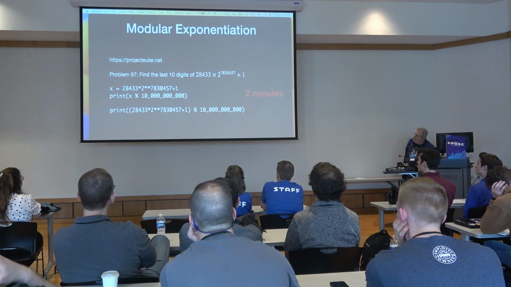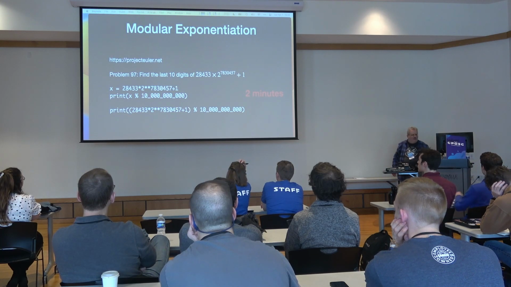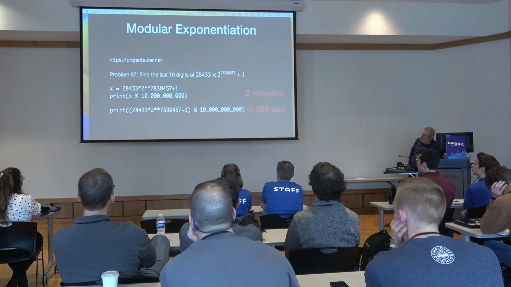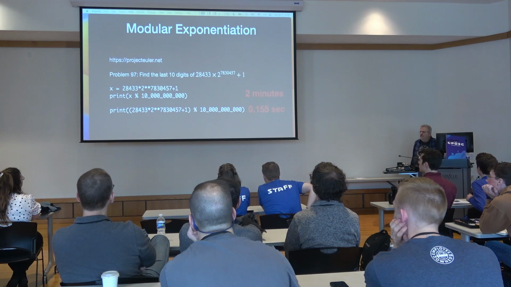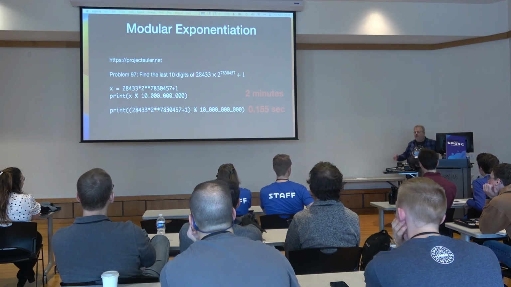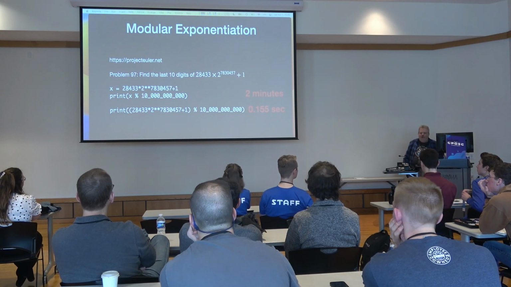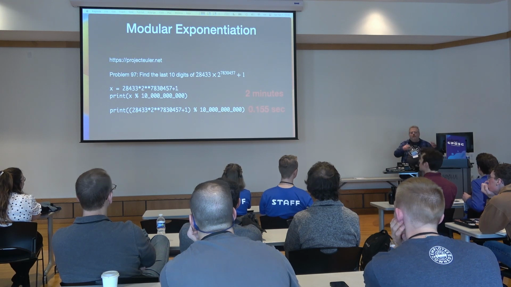This first way took 2 minutes to run, which is not surprising because it's kind of a million digits or something. I ran this, it took 0.155 seconds. This is because this sort of operation comes up a lot in cryptography and checking for public key encryption and things like that. So there's a quick way to do it, which is built into Python.